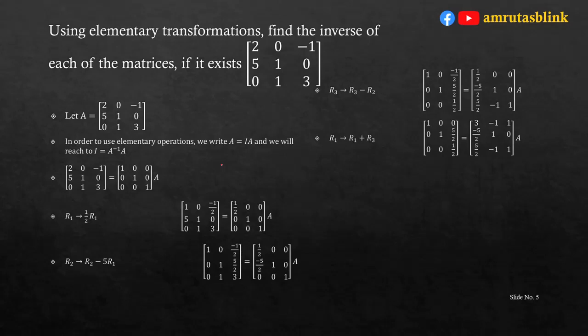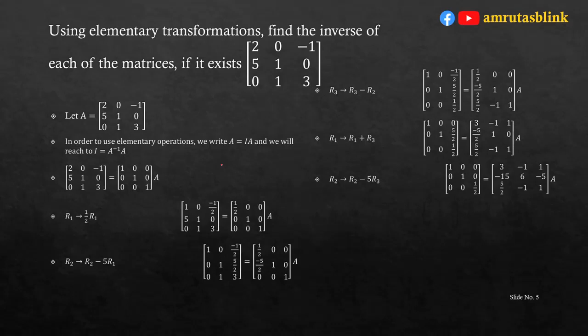Now 1 plus 0 is 1, 0 plus 0 is 0 and minus 1 by 2 plus 1 by 2 is equal to 0. Row 2 and row 3 as it is, that is 0, 1, 5 by 2 and 0, 0, 1 by 2. On the right hand side, 1 by 2 plus 5 by 2 will become 6 by 2, that is nothing but 3. 0 minus 1 is equal to minus 1 and 0 plus 1 is equal to 1. R2 and R3 as it is, that is minus 5 by 2, 1 and 0, 5 by 2, minus 1 and 1.